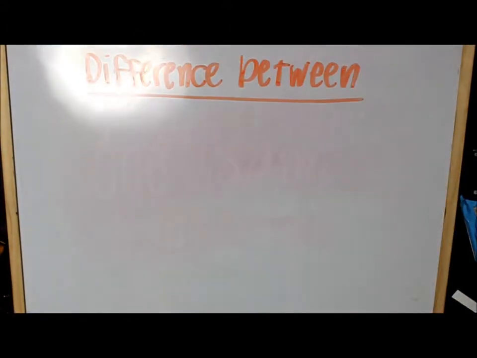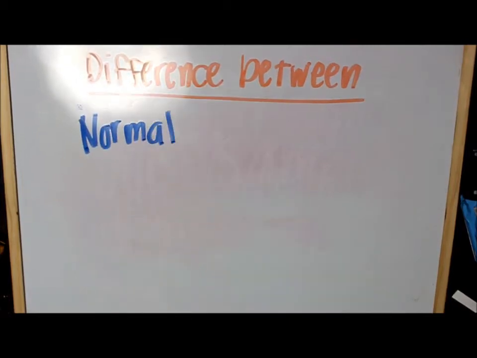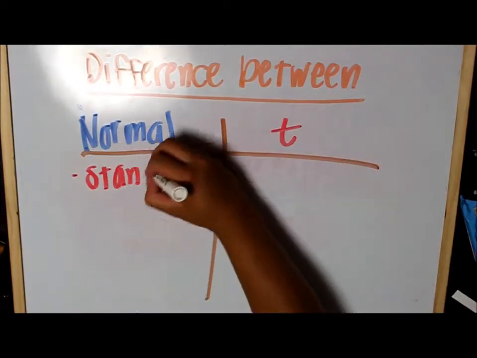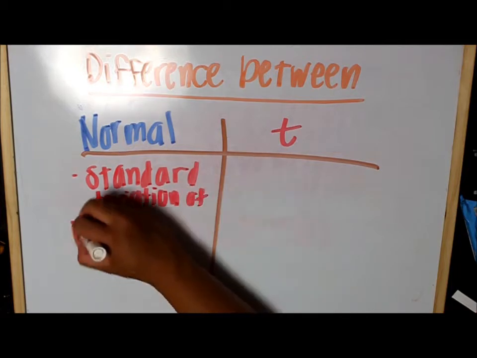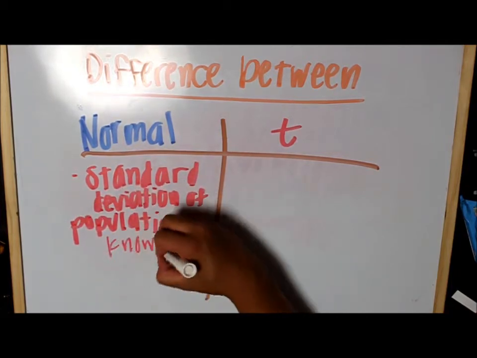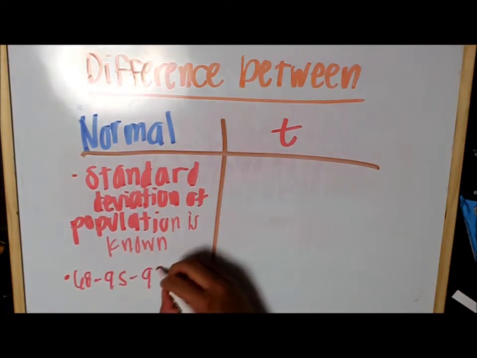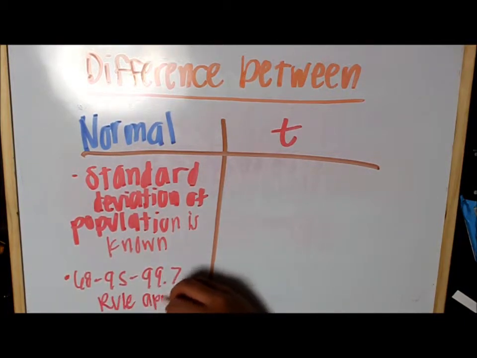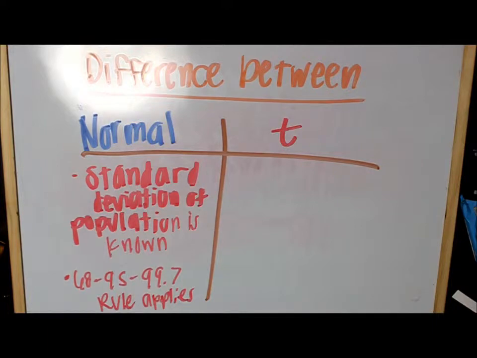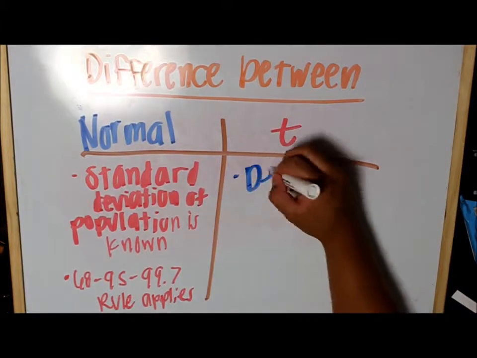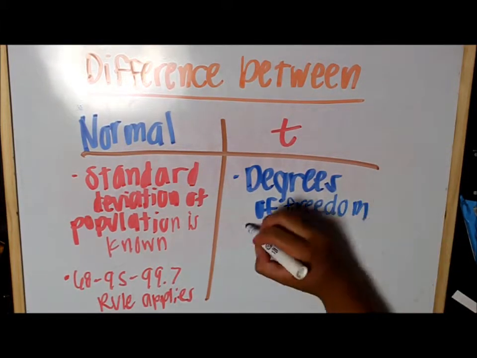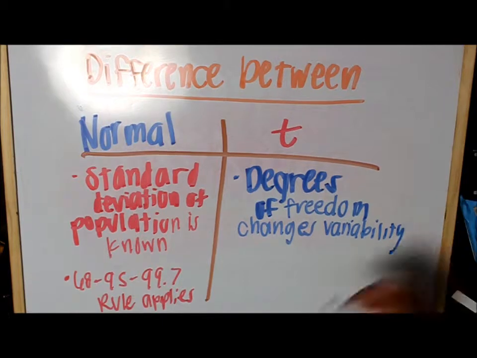Okay, first I'm going to talk about the difference between the normal model and the t-model. In the normal model, the standard deviation of the population is known, and therefore the 68, 95, 99.7 rule will apply. But with the t-model, the standard deviation of the population is not known, and the degrees of freedom changes the variability, so therefore the 68, 95, 99.7 rule doesn't apply to it.